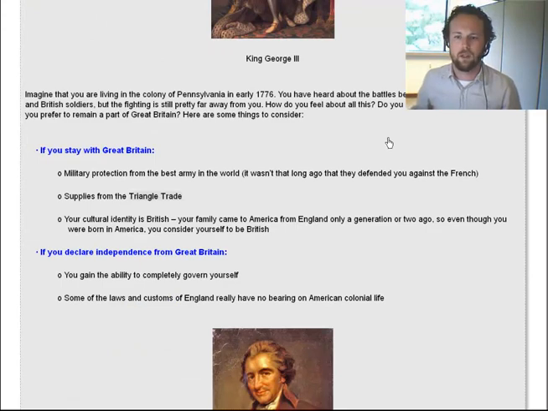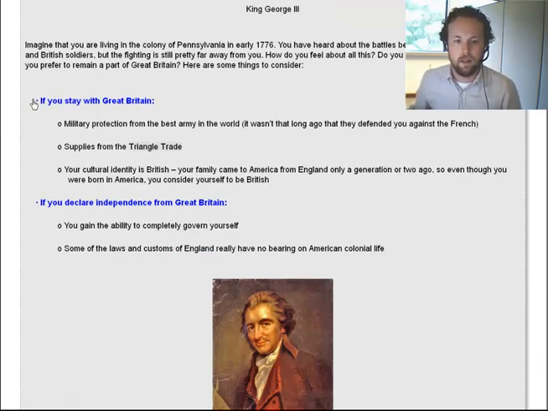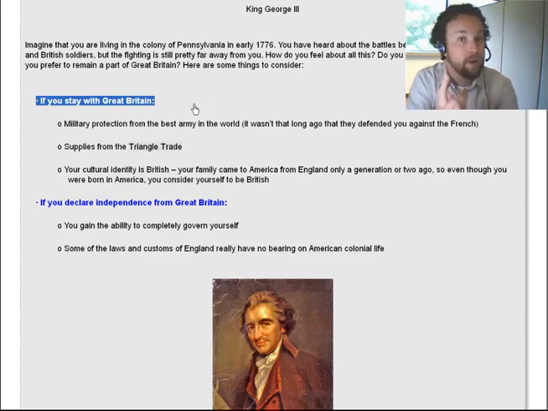So, here are some things to consider. If you stay with Great Britain, you have military protection from the best military in the world. And it wasn't long ago that this military defended you against the French in the French and Indian War. So you know how powerful they are and how well they could protect you. You have access to supplies from the Triangle Trade, and honestly, your cultural identity is British. Your family and your family's family came to America from England only a few generations ago, so even though you were born in America, you could still consider yourself to be British. So those are some things to consider if you stay with Great Britain.